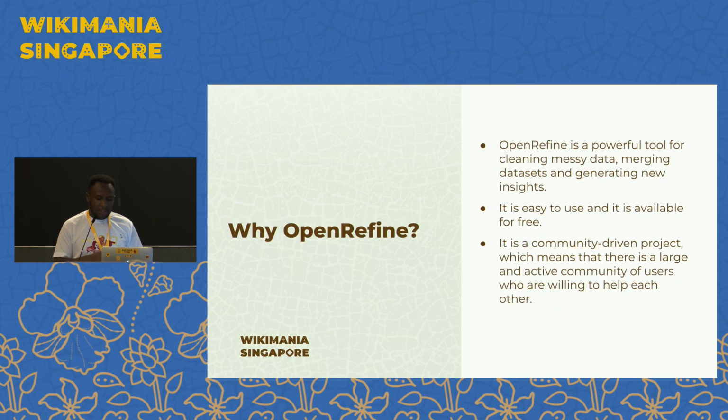Now, why do we use OpenRefine? To clean messy data, as I already said, and also to help us merge and aggregate data based on the kind of research or problem that we want to solve. It is free and open. It is available for anyone to use. There isn't any subscription attached to it. It's also a community-driven project, which makes it easier for people to reach out to other OpenRefine users that need assistance in using the tool.